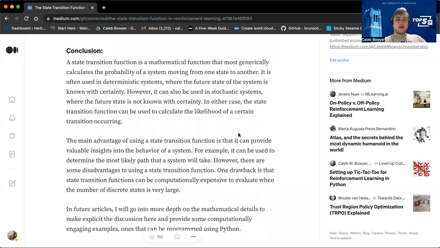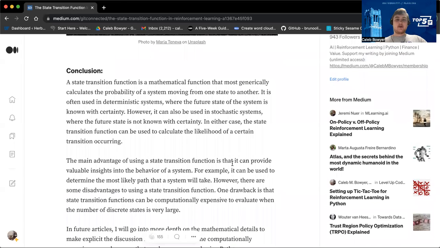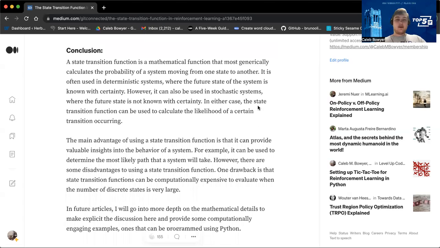In conclusion, a state transition function is a mathematical function that most generically calculates the probability of a system moving from one state to another under the influence of a control an agent is taking. It is most often deterministic, where the future state of the system is known with certainty. However, it can also be used in stochastic systems where one or multiple sources of noise are present. That is where the future state is not known with certainty given the present state and a present control. In either case, the state transition function can be used to calculate the likelihood of a certain transition occurring.